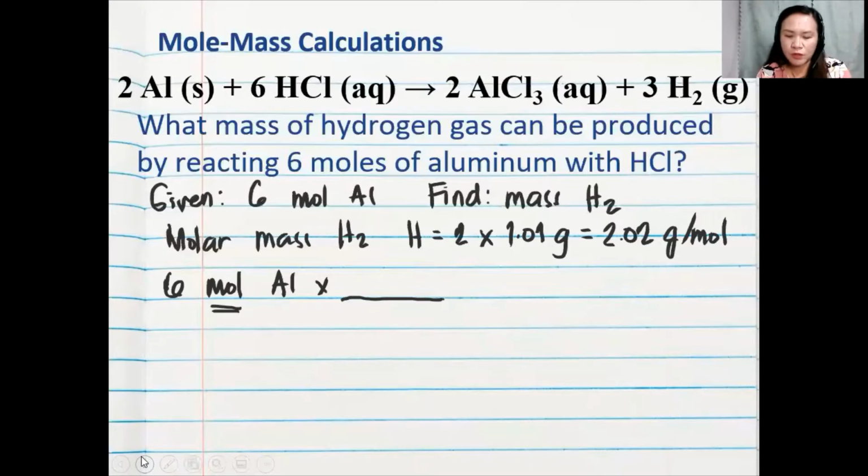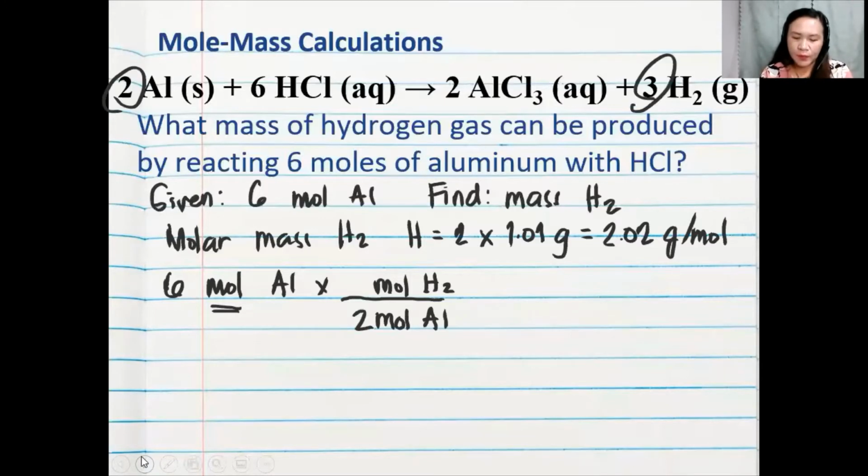So moles of aluminum, and then we have the moles of hydrogen. Again, where can we find the moles? It's in the balanced chemical equation. So for aluminum, we have here 2, and then for hydrogen, we have here 3. Okay, so now we can cancel this and this. So we do not have aluminum anymore because we already canceled it.